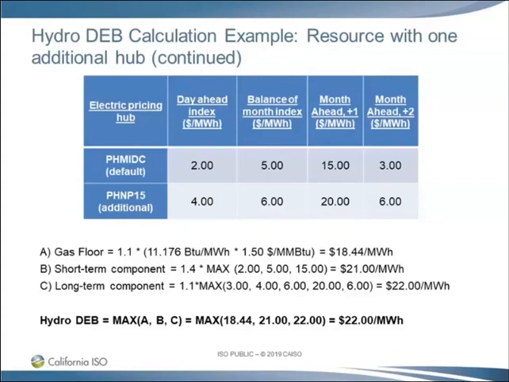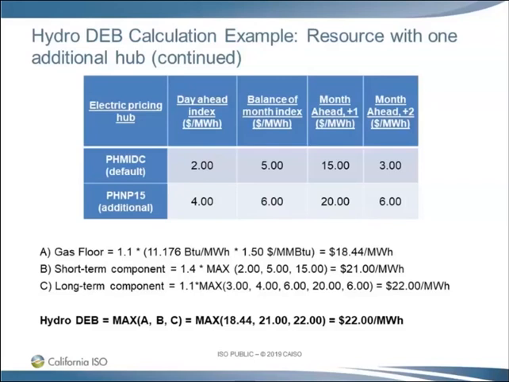The short-term component only considers the default hub pricing. So it considers the day-ahead index, the balance of month index, and the month ahead for the first additional month at the default location. So those are the $2, $5, and the $15. The short-term component also includes a multiplier of 1.4. So in this case, the short-term component works out to $21.